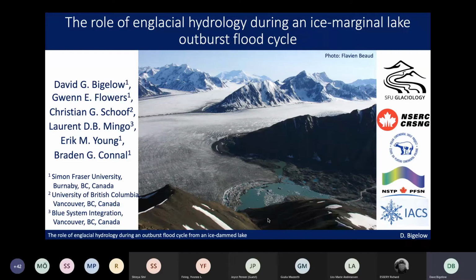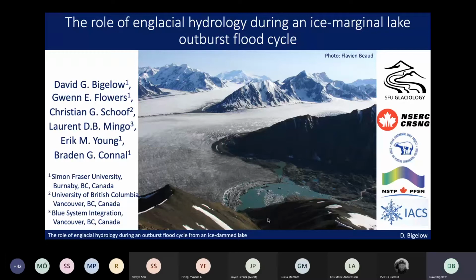Thank you everyone for the award. I'm very honored to have received this award, and I want to thank all of the adjudicators who were involved in the process. It's a really great honor for me. And also I want to, of course, thank my co-authors, Gwen Flowers, my master's thesis supervisor, as well as the rest of the team.